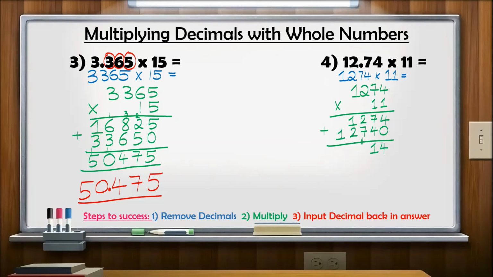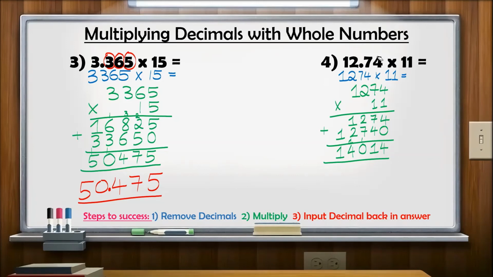2 plus 7 is 9. Plus the 1 is 10. So I put my 0 here and carry over my 1. And 1 plus 2 is 3. Plus the 1 is 4. And then I have my 1 here, which I bring down like this. Now, the answer to 1274 times 11 is 14,014. Please remember this is not our final answer and we have a final step to do to reach our final answer for our original problem.